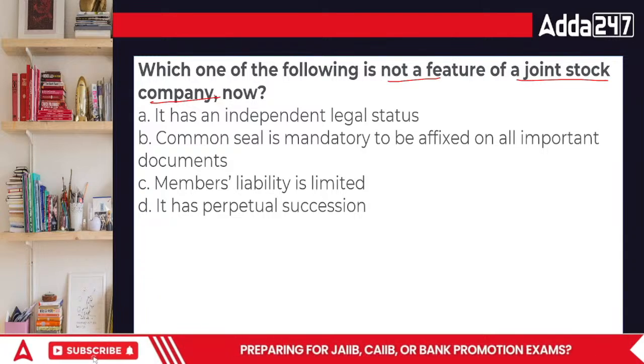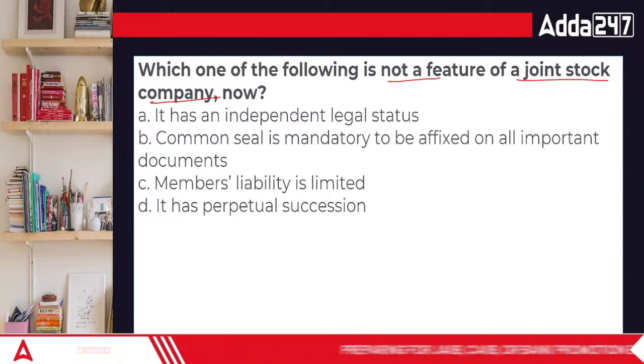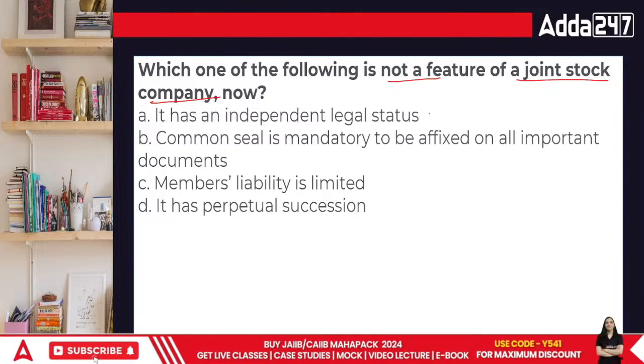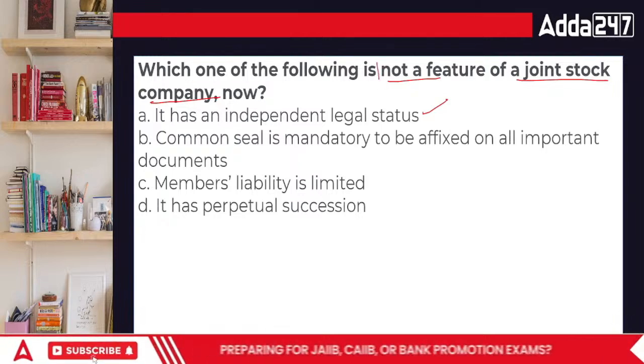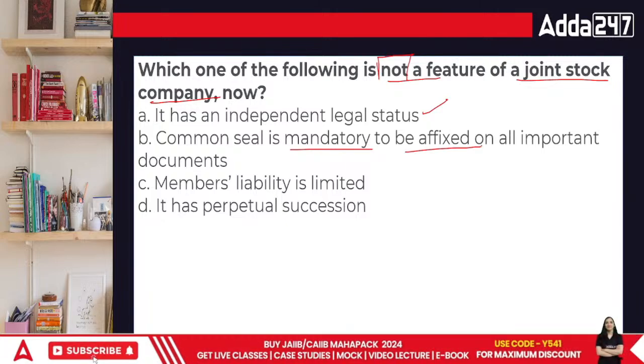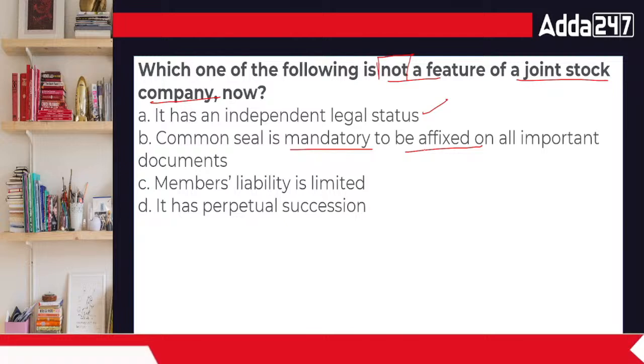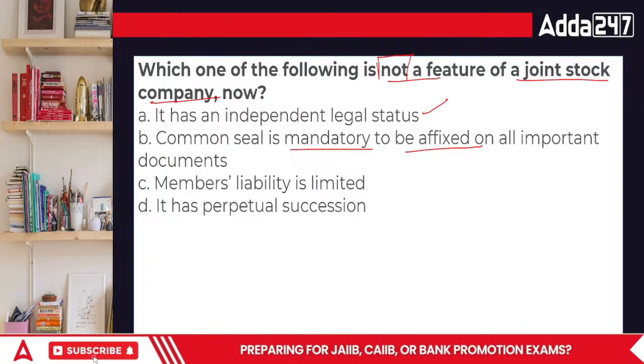Which one of the following is not a feature? It's an independent legal status. I just told you it has its own PAN. So this one is correct. We're talking about the negative pointer. Common seal is mandatory to be affixed. Common seal is a kind of a seal that you put on particular documents.